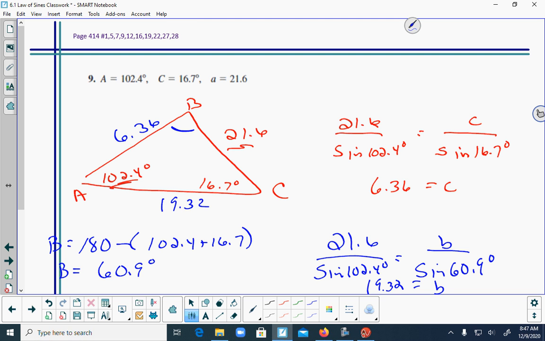And then sometimes I like to take what I call a reality check. What that means is the side opposite the largest angle should be the largest side. So my 102 degrees is the largest angle, and it's opposite of 21.6. That 21.6 has to be larger than the other two sides, which it is. And it should make sense that this side 6.36 is really small because this angle 16.7 is small compared to that 102. My triangle is not drawn to scale, I didn't even worry about drawing it to scale. I just want to make sure that I have that, because it's helping me find that opposite pair and line everything up.